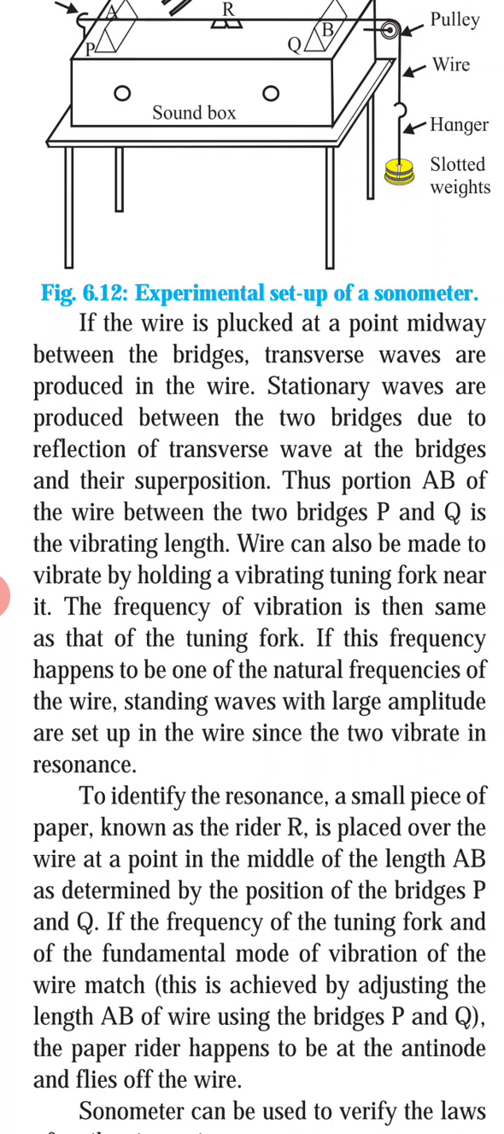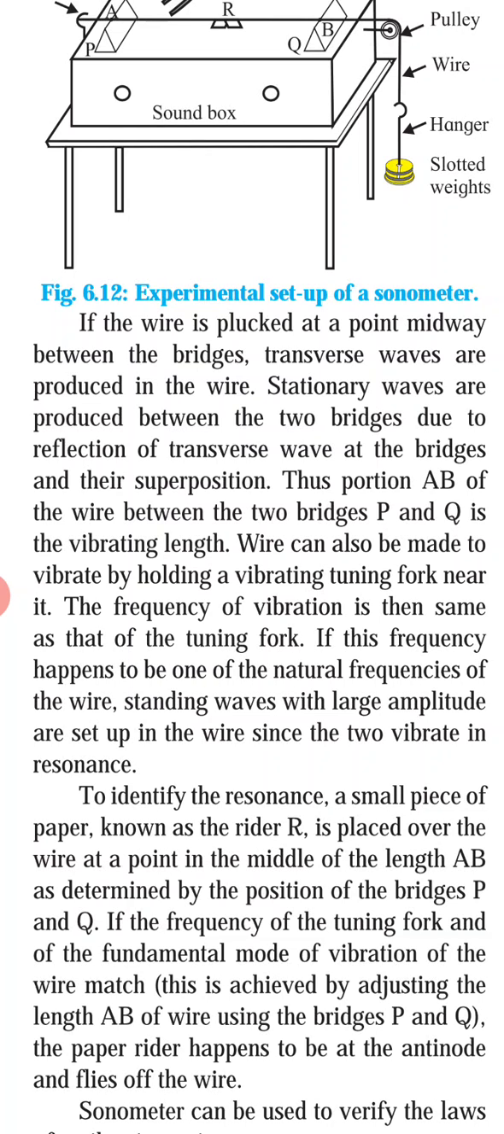Now if the wire is plucked at a point midway between the bridges, transverse waves are produced in the wire. Stationary waves are produced between the two bridges due to reflection of the transverse wave at the bridges and their superposition. Thus, the portion AB of the wire between the two bridges P and Q is the vibrating length.